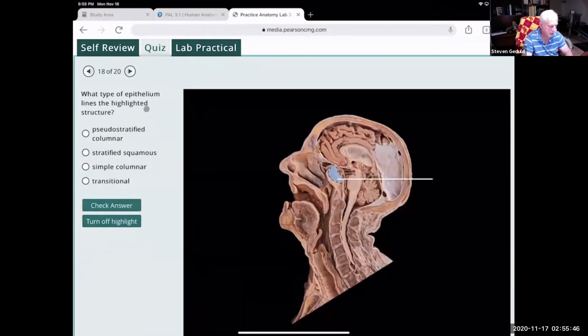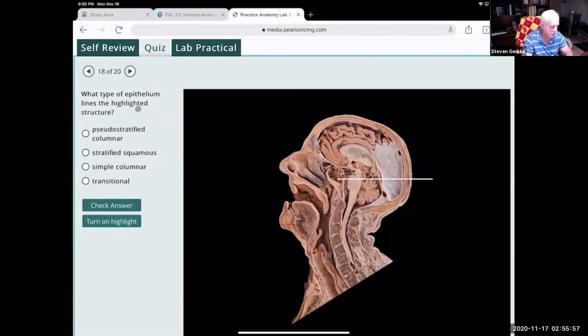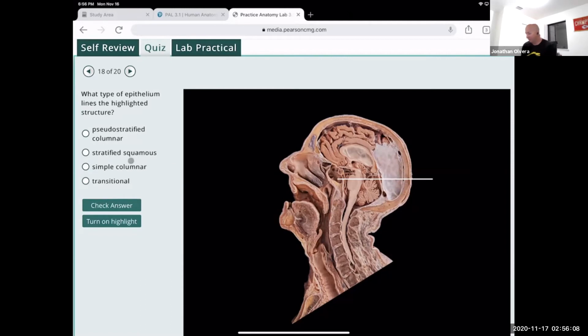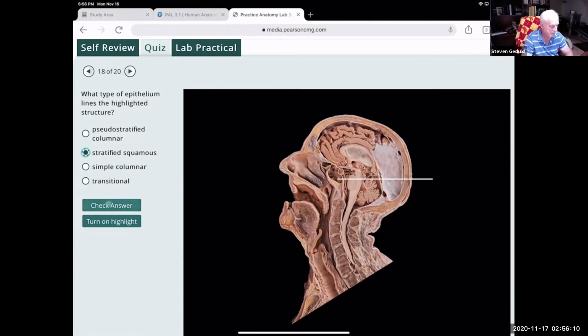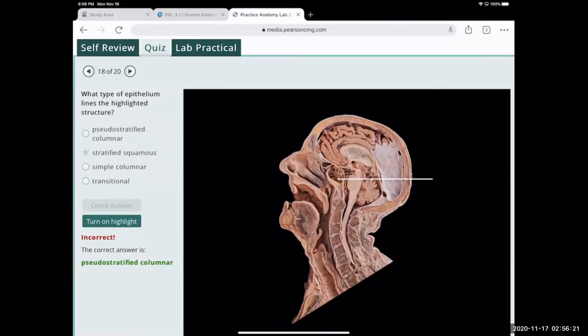Oh, wait a minute. It's not what I wanted. That's the sphenoid sinus, but it's asking for the epithelium. What epithelium lines the highlighted structure? What epithelium lines the sphenoid sinus? Stratified squamous. Any guesses? Pseudo-stratified columnar. I don't think we talked about that. I said that, I just mumbled a little bit. I heard it. At least you guessed. That's right, and it's pretty close.